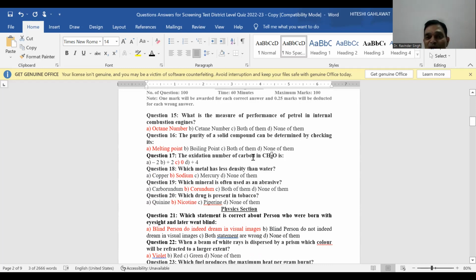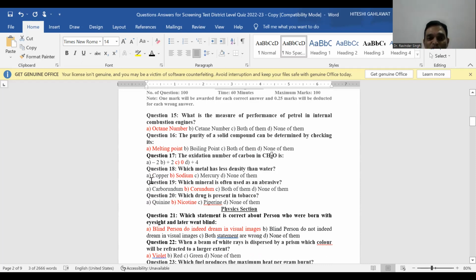The oxidation number of carbon in CH2O is 0. When you find carbon by taking it as x, the answer will be 0, because hydrogen is +1, so for 2 it is +2, and oxygen is -2, so the answer is 0. Which metal has less density than water? That is sodium. The density of sodium is less than water.